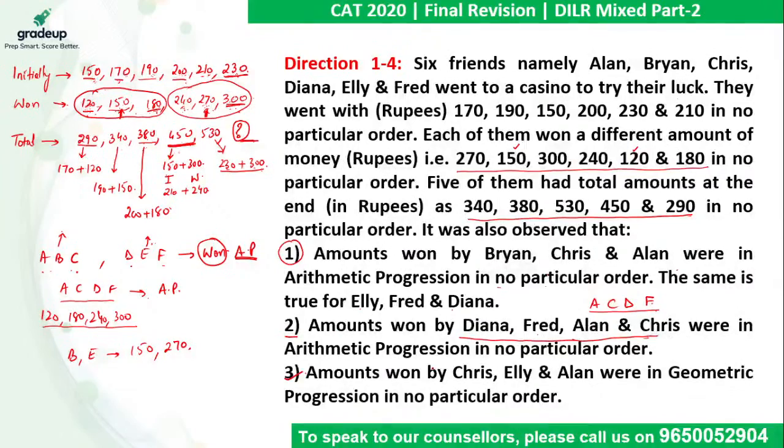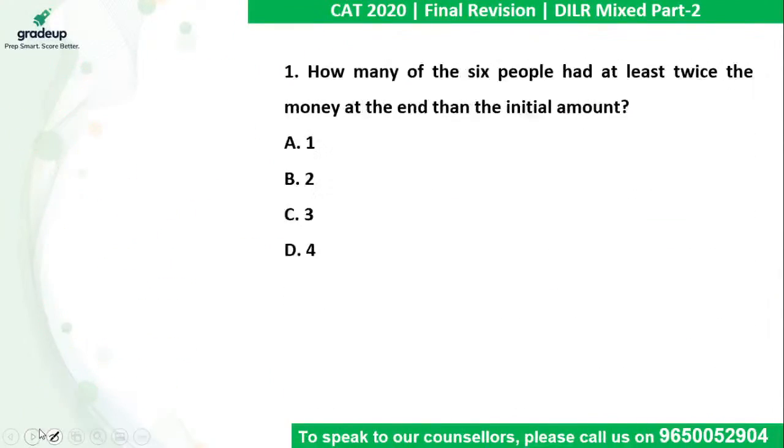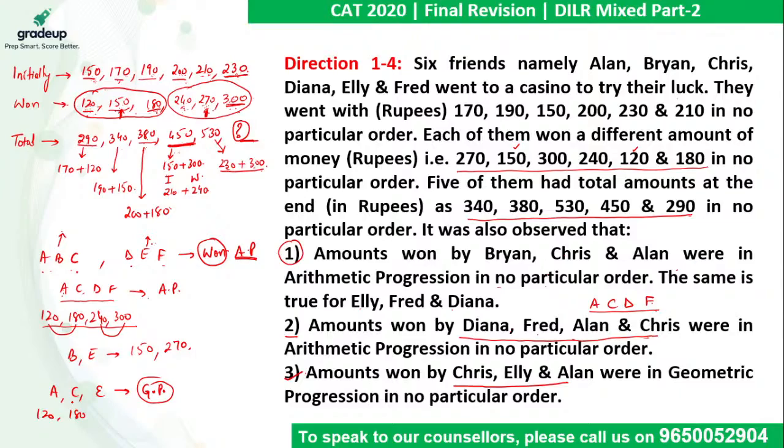In the third statement, it says amounts won by C, E, A were in GP in no particular order. So I'm going to write it as A, C, E. The sums won by these three are in GP. Now A and C belong to this group, so either it will be 120, 180, or it will be 240 and 300, because I know that either this group belongs to A, C.